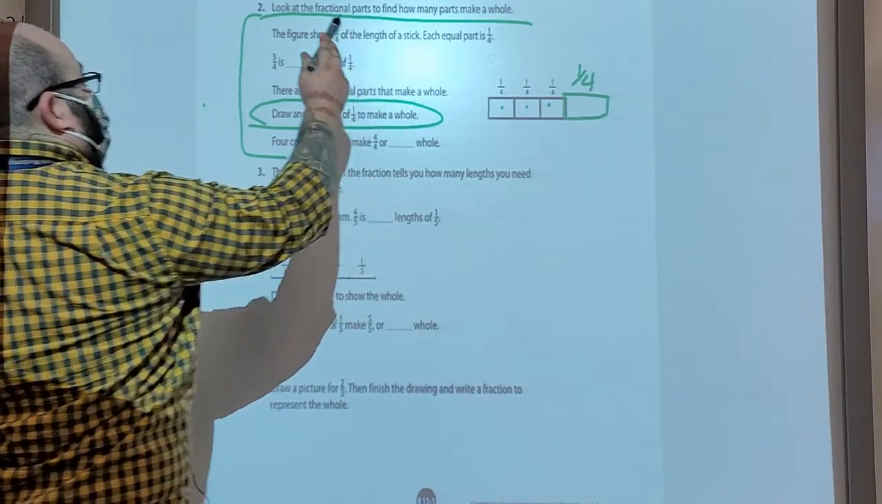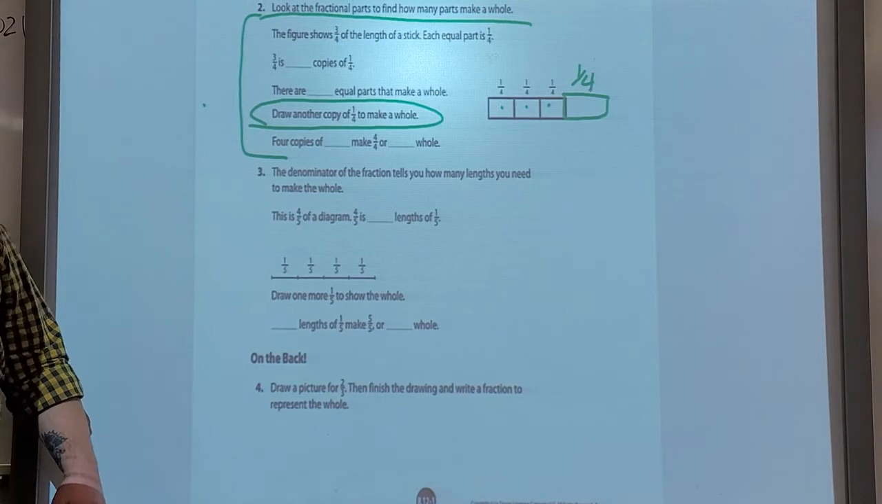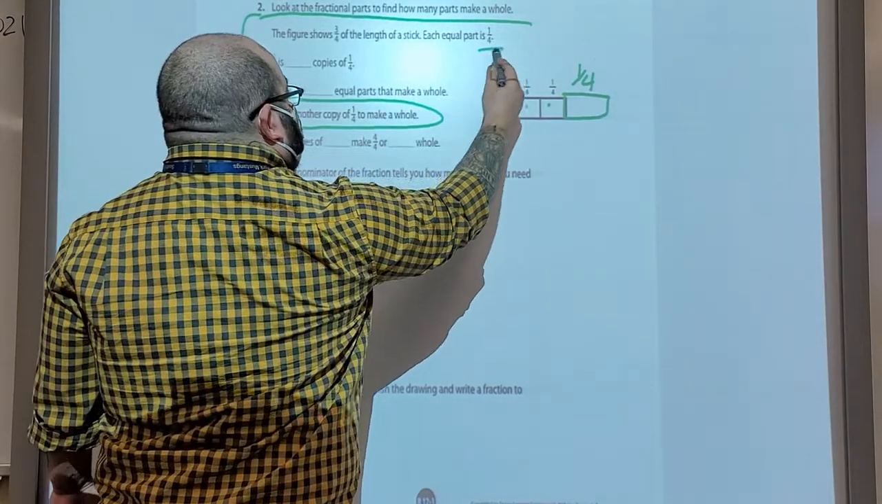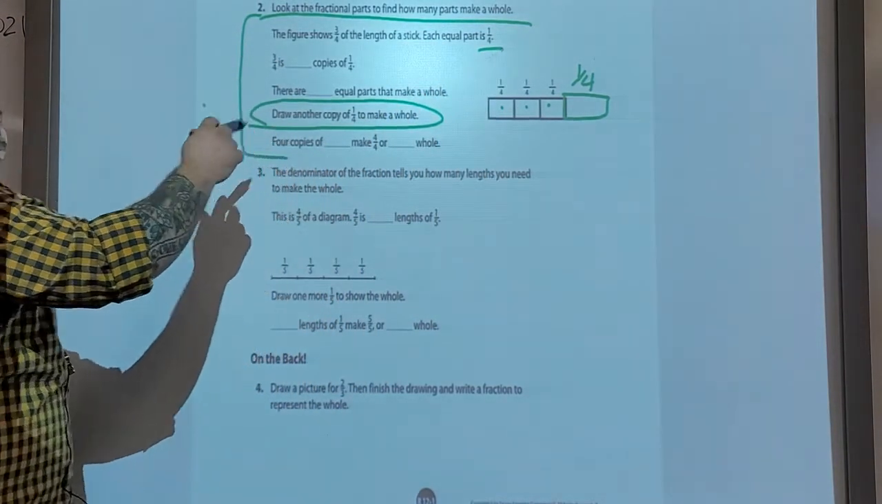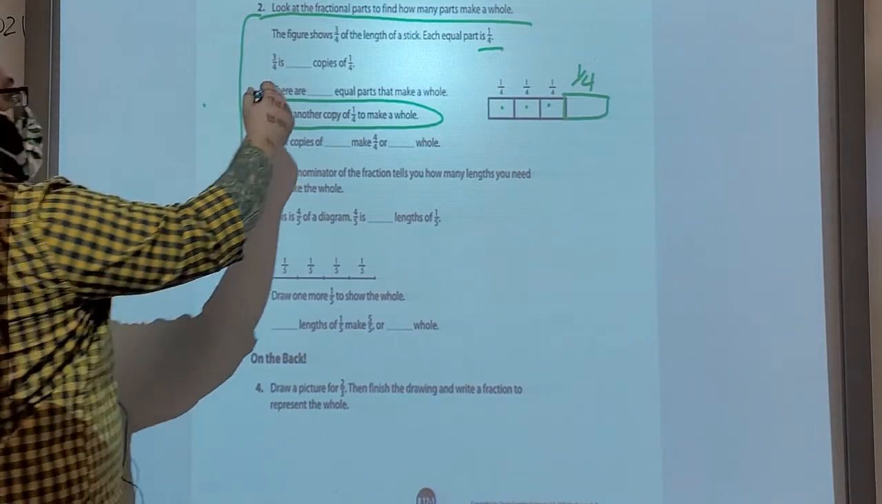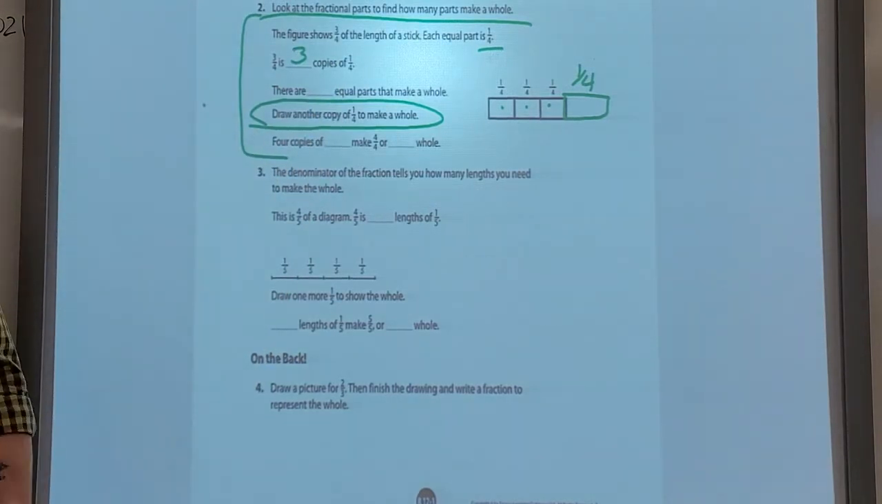So then you could go back up and you could say, okay, this makes more sense. The figure shows 3/4 of the length of a stick. Each part is 1/4. Right? 3/4 is how many copies of 1/4? Madeline? 3 copies. Exactly. Because 1/4 plus 1/4 plus 1/4 is 3/4. 1 plus 1 plus 1 is 3, right?